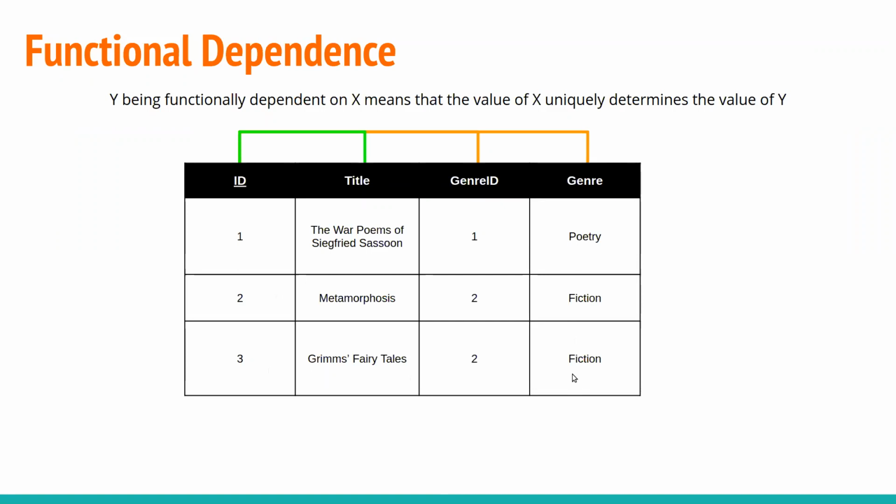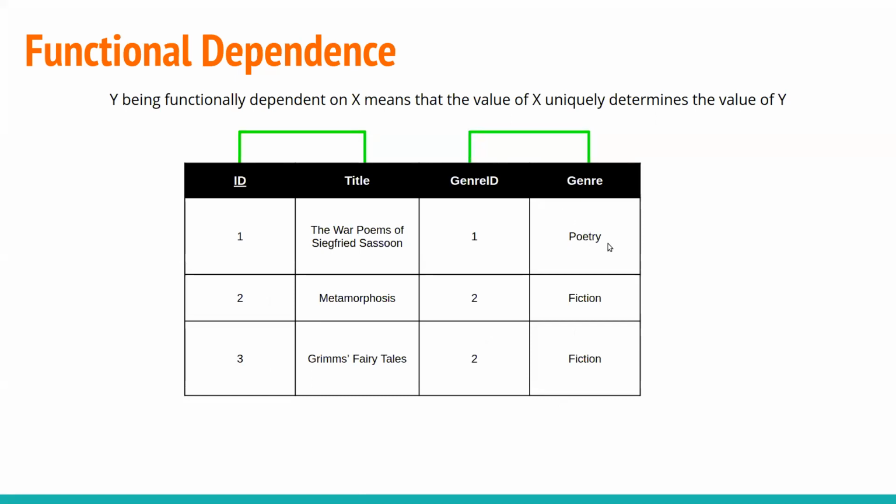Now you might say, but sir, is it not possible for 2 different books to have the same title? And the answer is yes, it is. But nothing is perfect. So that's why I say it does rely on your intuition a little bit. You must trust your instinct on this. But in this case, by this definition, fiction appears twice for 2 different IDs. So the ID is not uniquely determining the genre, which means that they are not functionally dependent.